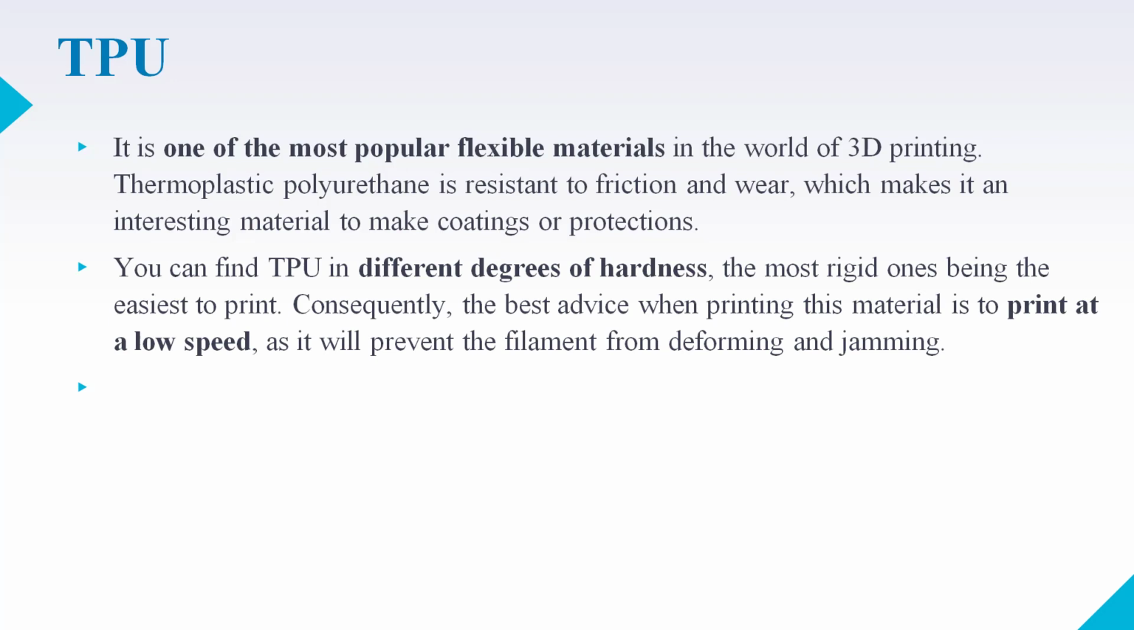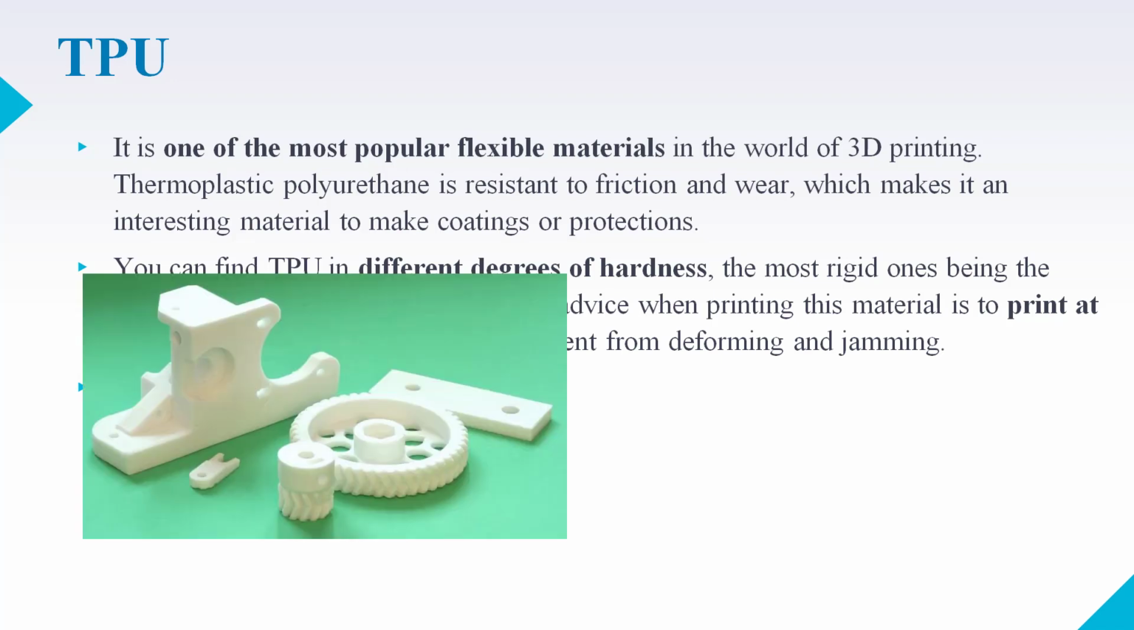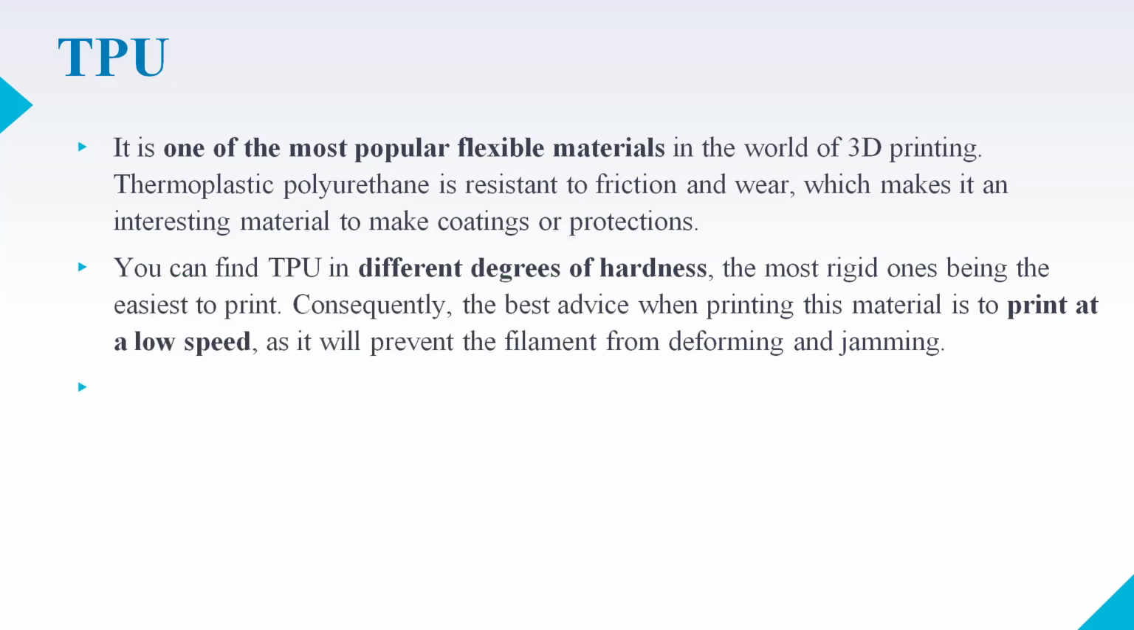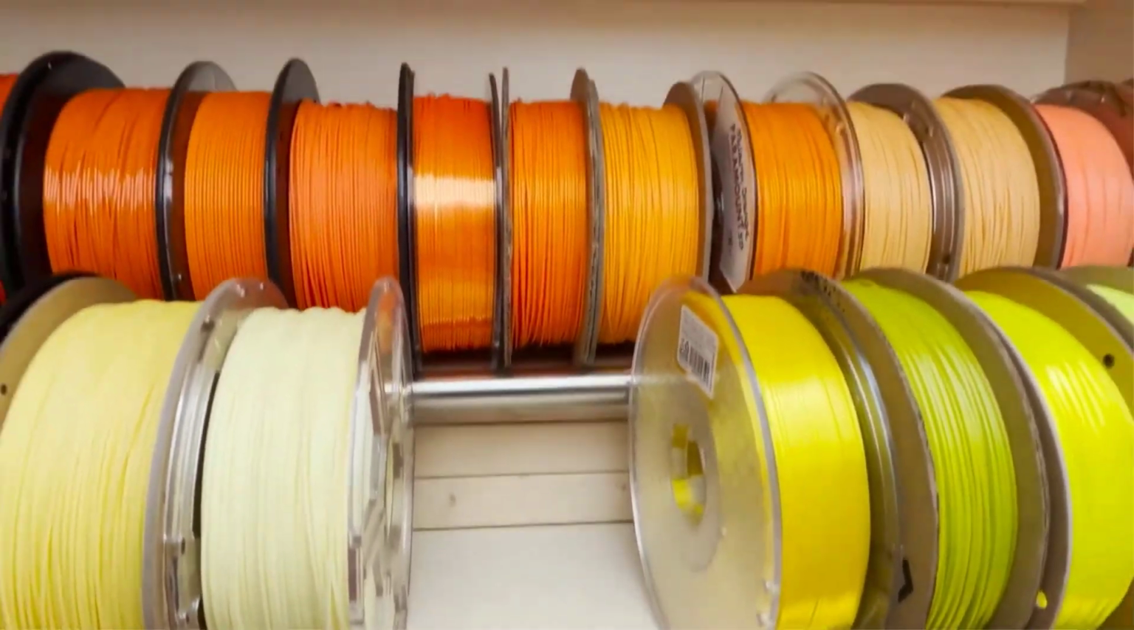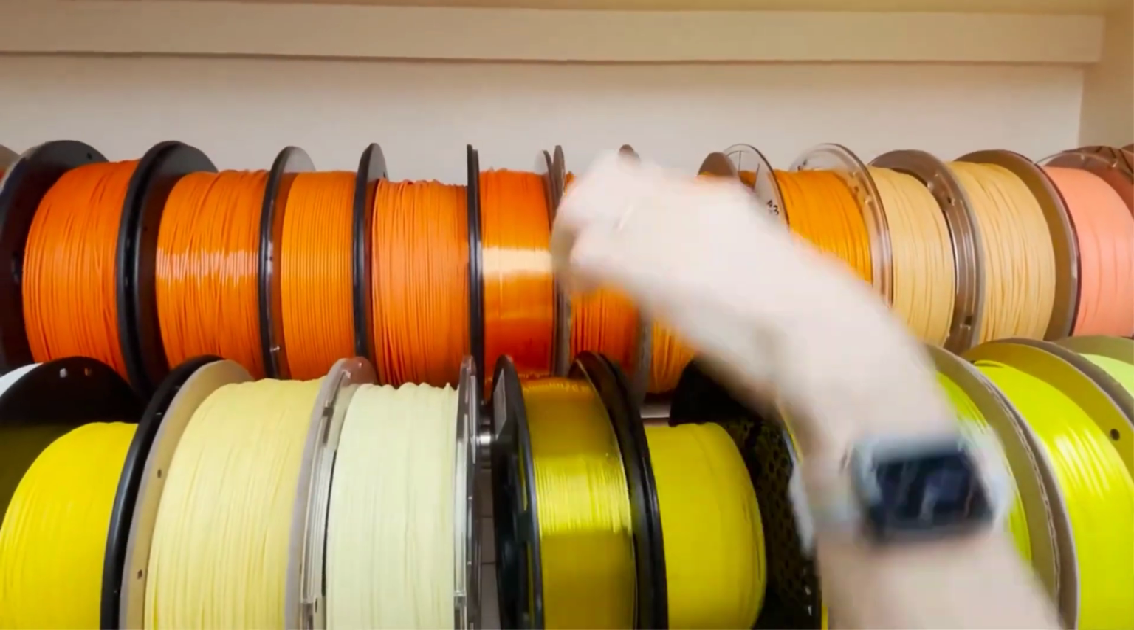The TPU materials have different degrees of hardness, the most rigid ones being the easiest to print. So the TPU which is more rigid is easy to print. Consequently, the best advice when printing this material is to print at low speeds. Whenever you use TPU as a filament, you should have a low speed on your 3D printer, as it will prevent the filament from deforming and jamming.